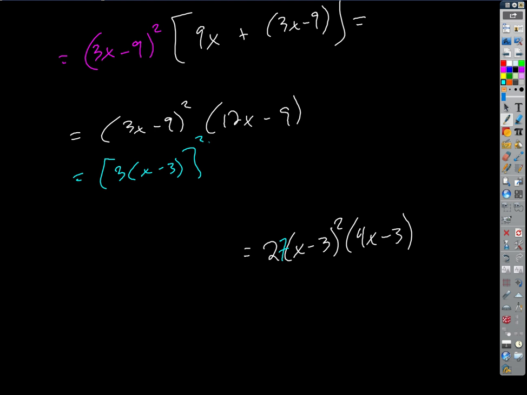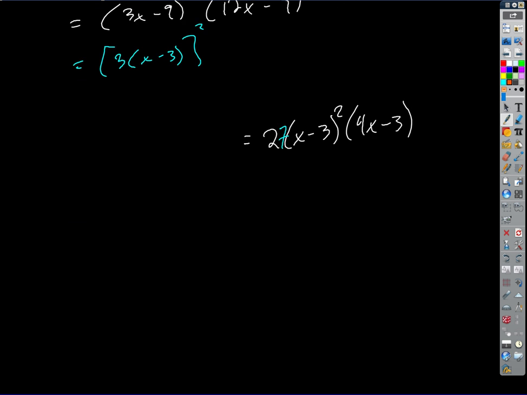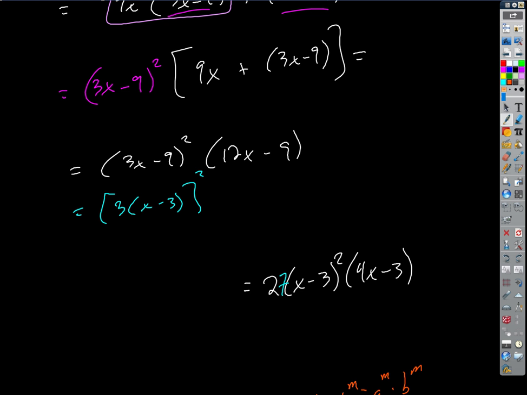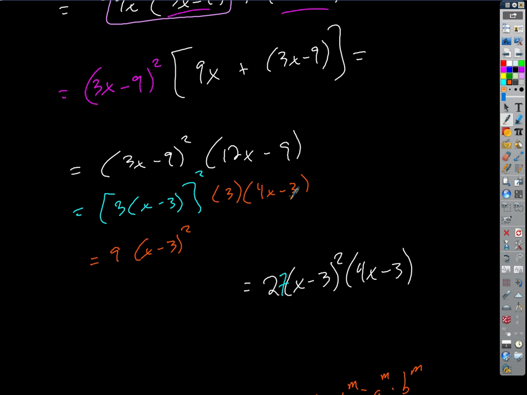And I have a property of exponents that just says, if I have a times b to the m, that's just a to the m times b to the m, right? So if I've got the product of 3 times 3x minus 9 squared, then that's just 3 squared times 3x minus 9 squared, right? Well, 3 squared is 9. And then here I could break that up into 3 times 4x minus 3. And so now I've got 3 times 9 is 27.